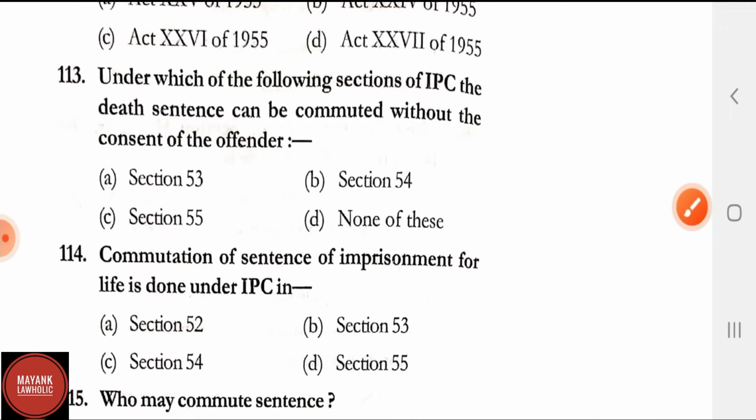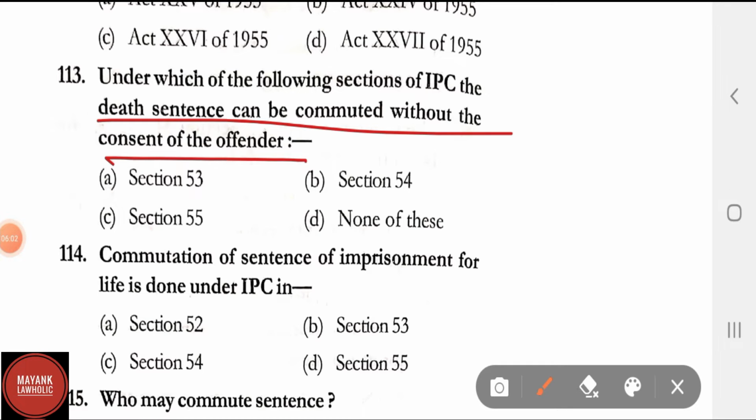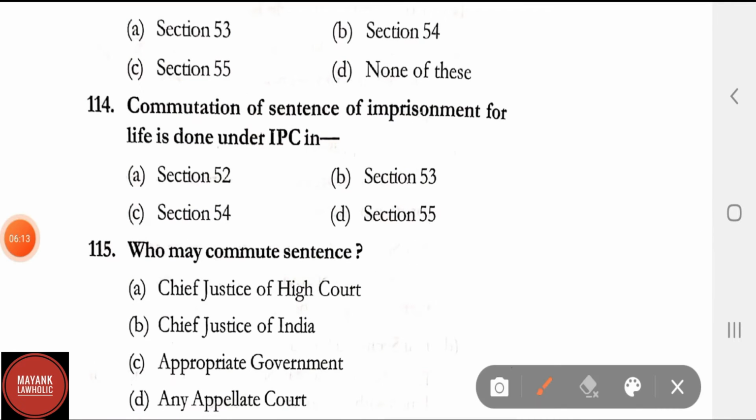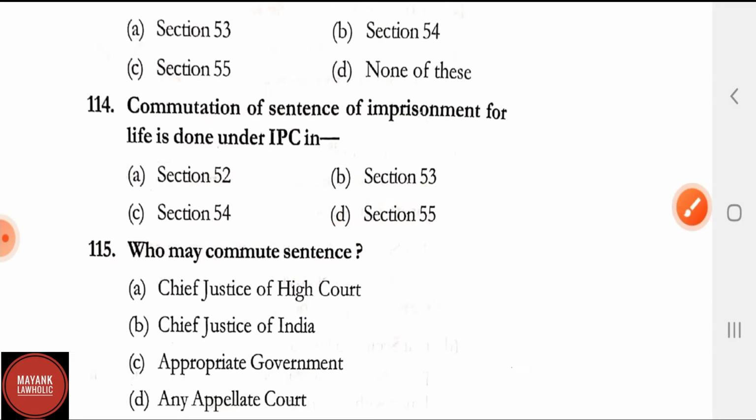Question number 113. Under which of the following sections of IPC the death sentence can be commuted without the consent of the offender? Options are section 53, section 55, section 54 or none of these. Correct answer is option B, that is section 54. Question number 114. Commutation of sentence of imprisonment for life is done under IPC in option A section 52, B section 53, C section 54, D section 55. Correct answer is option D, that is section 55.